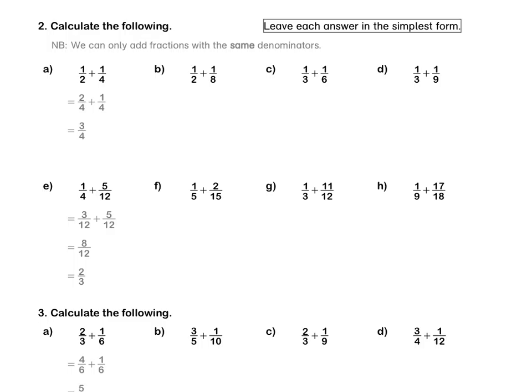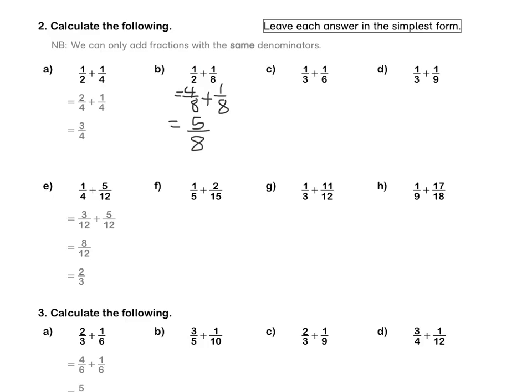We have a half and an eighth. The lowest common denominator is 8. Therefore, we're going to write a half is something over 8. We times 2 by 4. 1 times 4 is 4. Plus 1/8 is equal to 5/8. Press pause to complete questions C and D by yourself. Press play when you are ready for question E.